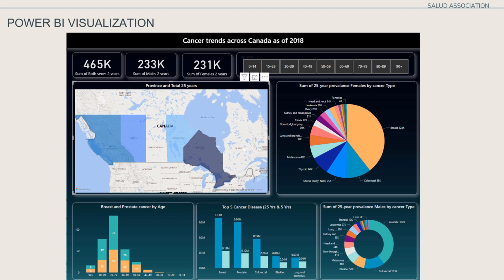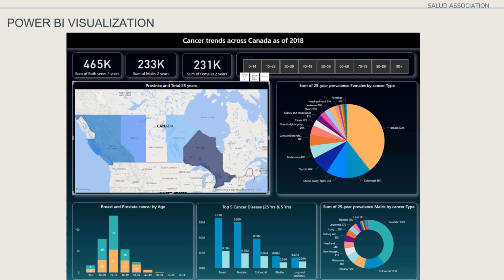After doing all the cleaning and pre-processing of the data, we came up with some statistics that showed in the past 2 years, that is between 2016 to 2018, a total of 465,000 males and females suffered from cancer, of which 233,000 were males and 231,000 were females.